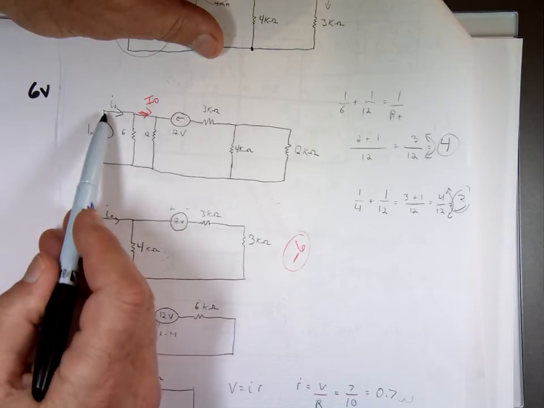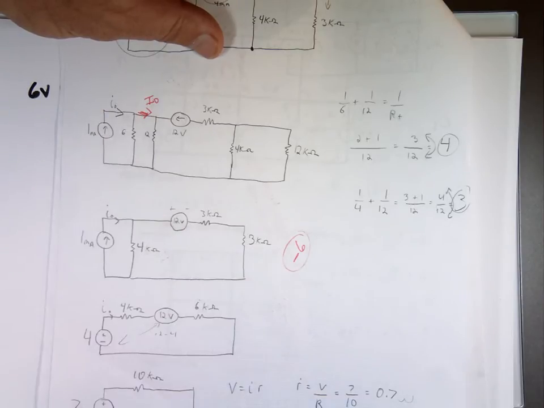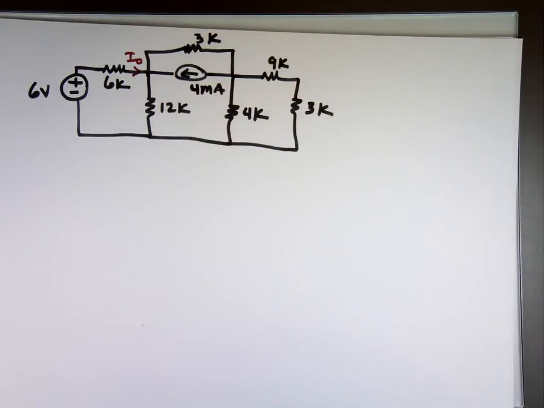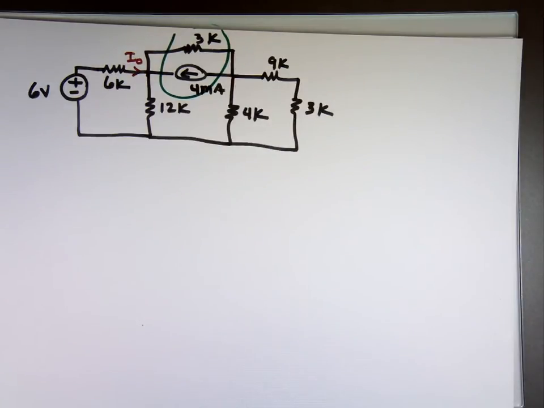So a lot of people say, oh, this is I sub O right there. I did my source transformation. I'm done with it. One line that was done. No. So let's see what we're going to do then. The problem says, find I sub O on the network using source transformation. Well, I can do source transformation on the top piece here. I can do source transformation on that one.